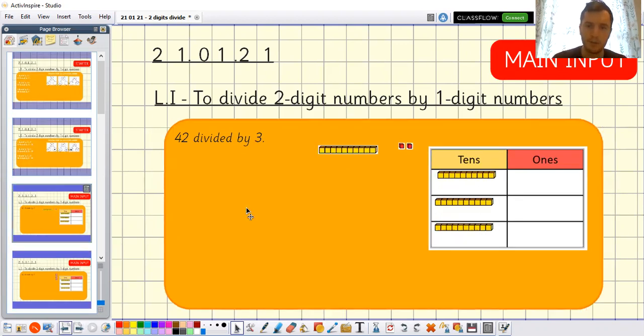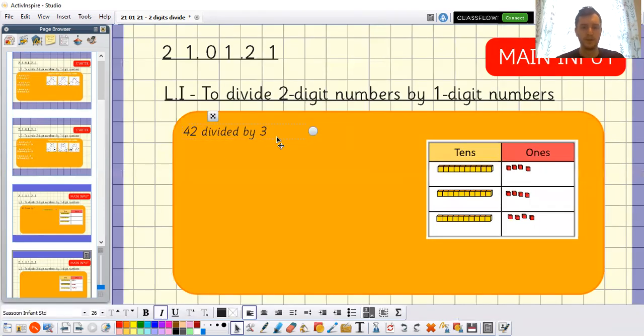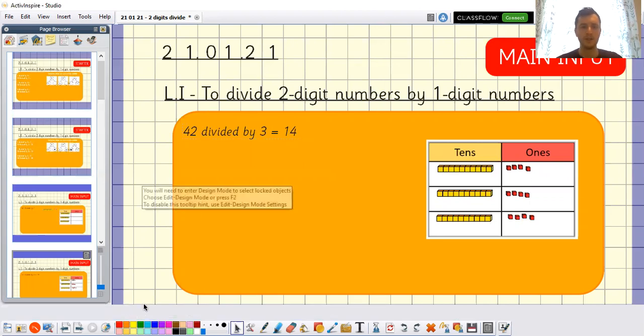So I took that 10. I had 1 10 and 2 1s here. And now I changed that 10 into 10 extra ones, giving me 12 ones in total, which I can now share between those groups. So 1, 2, 3, that's 1 in each group. 1, 2, 3, there's 2 in each group. 1, 2, 3, there's 3 in each group. 1, 2, 3, there is 4 in each group. So 42 divided by 3 is equal to 14, 1 10 and 4 1s, just like we did yesterday.